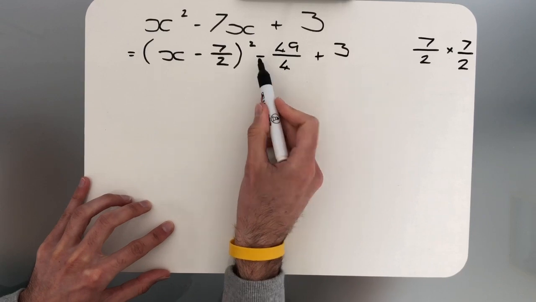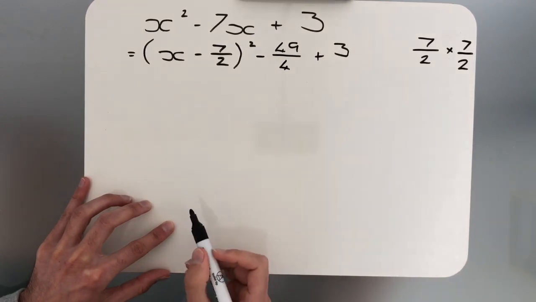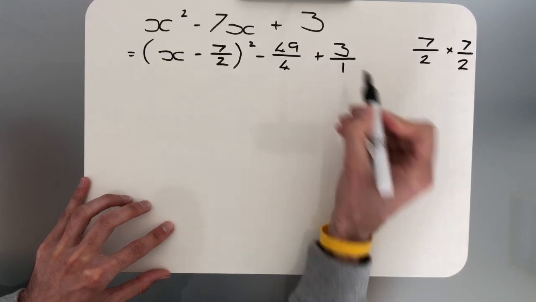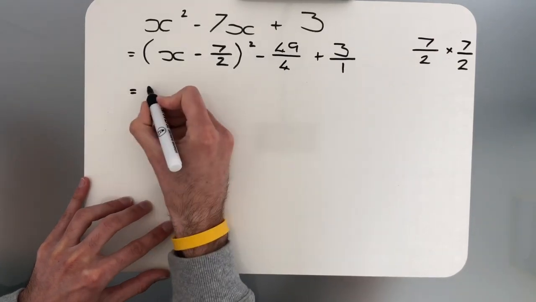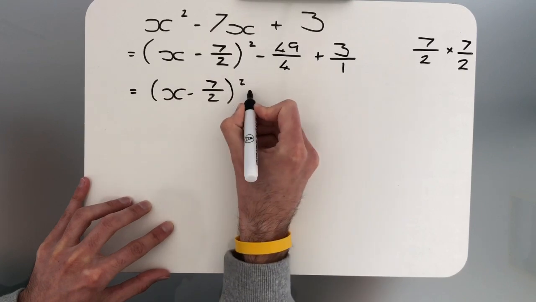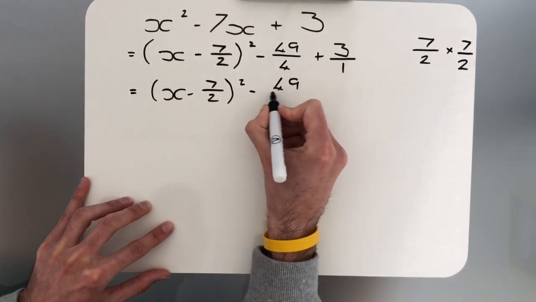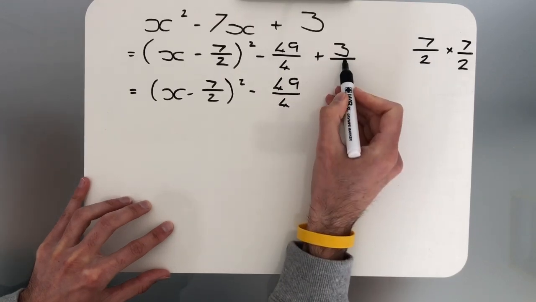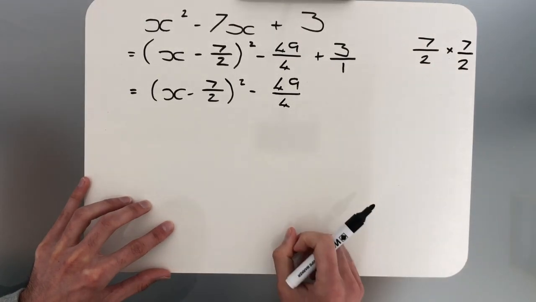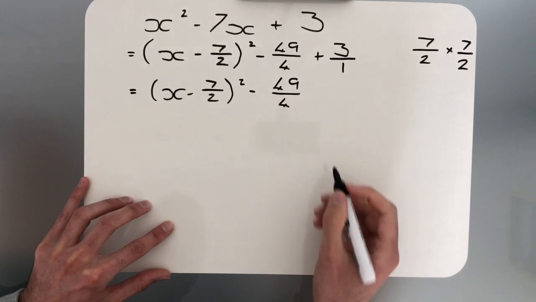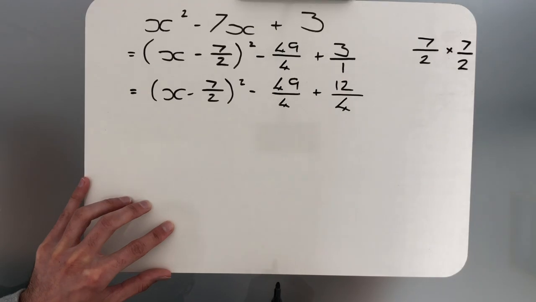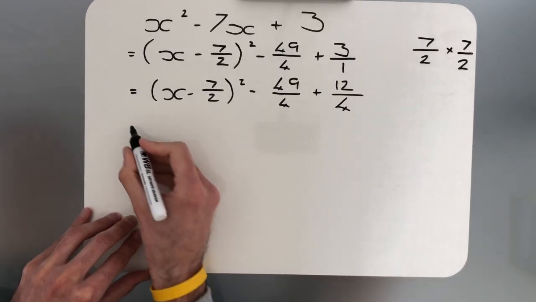We now need to look to simplify negative 49 quarters, add the number 3. Let's just write in the denominator of number 3. Any whole number has a denominator of 1. Carrying on, we now have x subtract 7 halves, all squared, subtract 49 quarters, and now we must change the number 3 into quarters. In one whole pizza, for example, there will be 4 quarters. In 2 pizzas, 8 quarters, which means in 3 pizzas, there will be 12 quarters. From there, we must then simplify down once again.